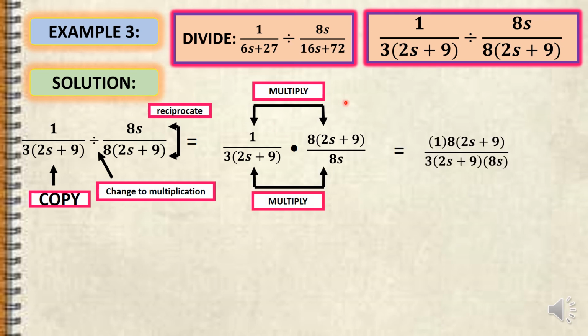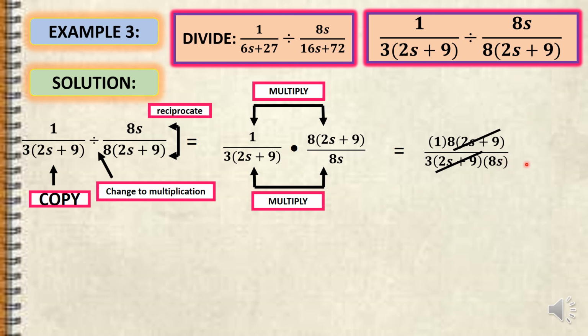Okay, so you have now 1 times 8 times 2s plus 9. Then sa ating denominator naman, you have 3 times 2s plus 9 times 8s. Okay, next. Check na natin kung mayroong magkaparehas sa taas at saka sa baba, or sa numerator and denominator, na pwede nating i-eliminate. So in this case, pwede nating eliminate yung 2s plus 9 sa numerator at saka 2s plus 9 sa ating denominator. So remember class na yung 8 dito hindi siya pwedeng eliminate kasi yung nasa denominator natin may s siya. So hindi sila totally na magkaparehas.